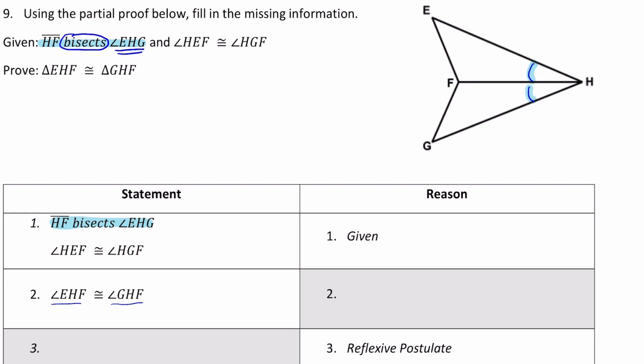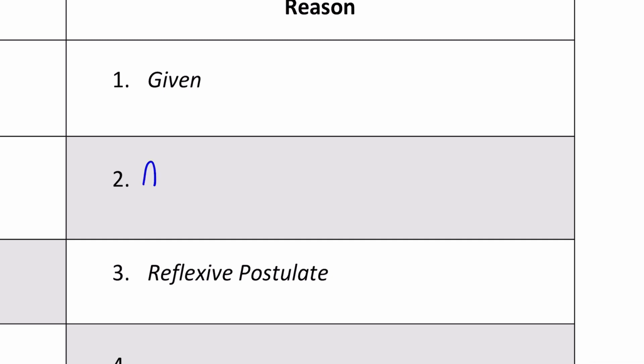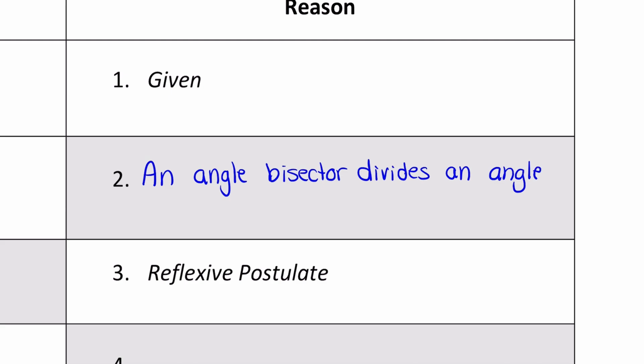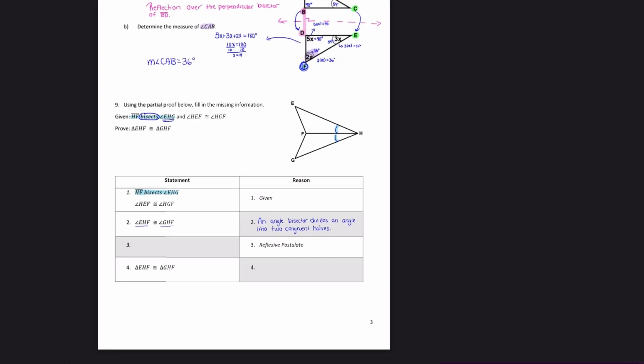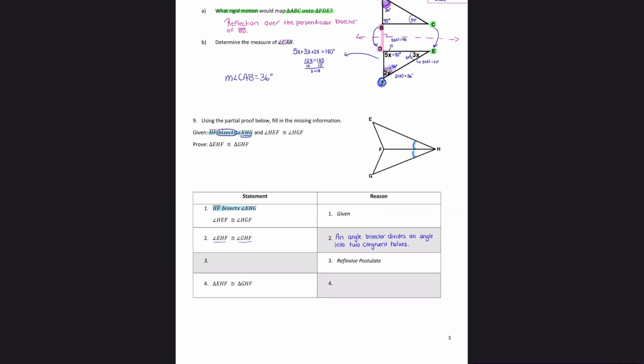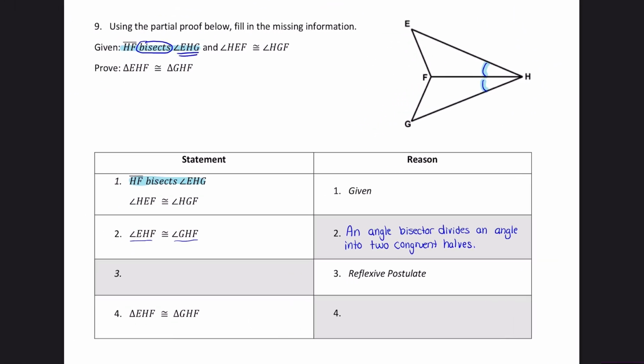What's the reason for that? So let's write out our reason. An angle bisector divides an angle into 2 congruent halves. Okay, so we filled in our reason for that statement. Done. Let's go on to our next given.